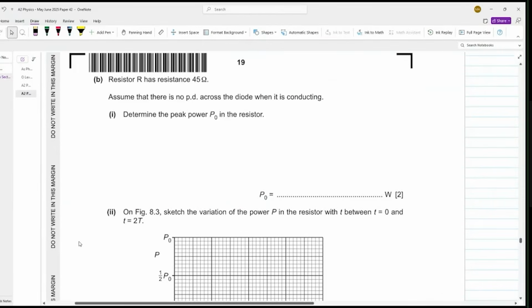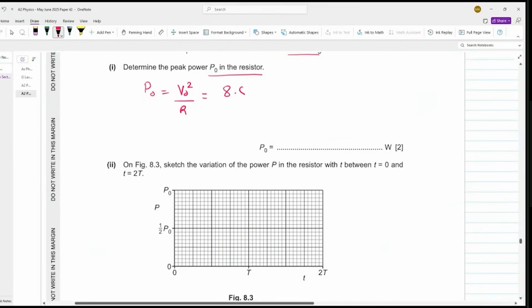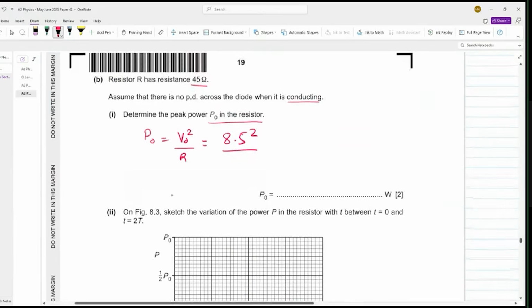Let's further move ahead. The resistor R has a resistance of 45 ohms. There is no potential difference across the diode when it is conducting. Determine the peak power in the resistor. How will you determine the peak power? Power peak is equal to the voltage peak square divided by R. Voltage peak, what was it? We just calculated it, 8.5. 8.5 squared divided by the resistance, that is 45. Can you calculate the peak power? Peak power is 1.6.